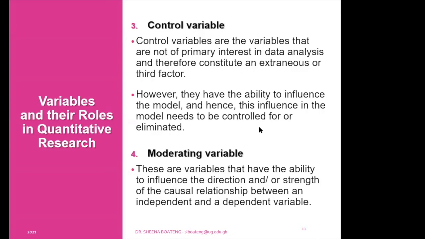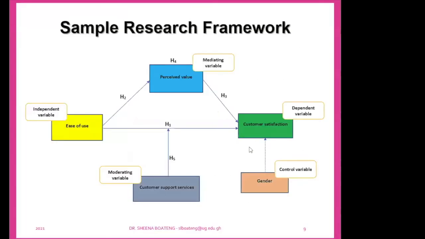Controlling for it means that we will still put it in the model and test it, but we will not formulate a hypothesis to represent it. So let me take you back to the model and show you something. What is the difference between the actual independent variable and the control variable in this model? Look closely and tell me.